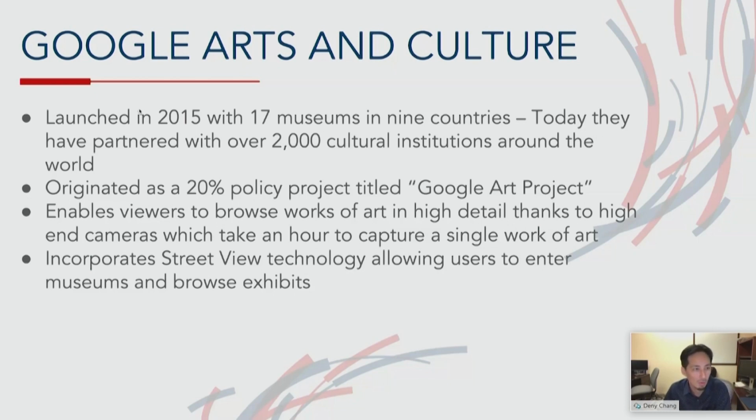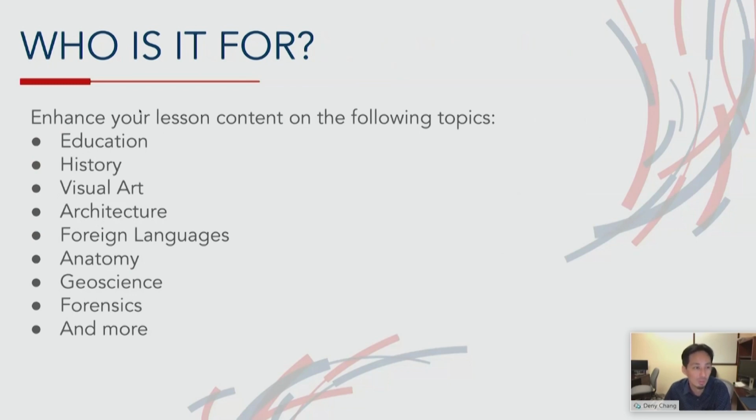So we're going to start with how this can benefit you. Who is this for? Some of the lesson content that this could supplement is educational courses, history. Obviously, there are tons of institutions that you could incorporate and link out to in your course, as well as visual art. You can study pretty much every art style or work of art. Architecture, like I said, it's Street View. You can get views from around the world, lots of downtown areas or famous buildings.